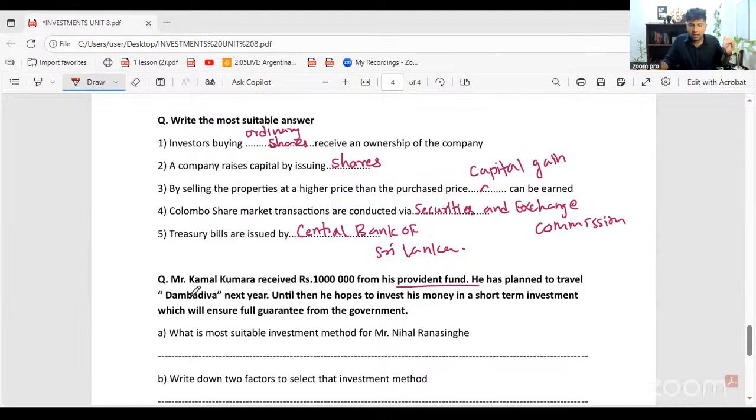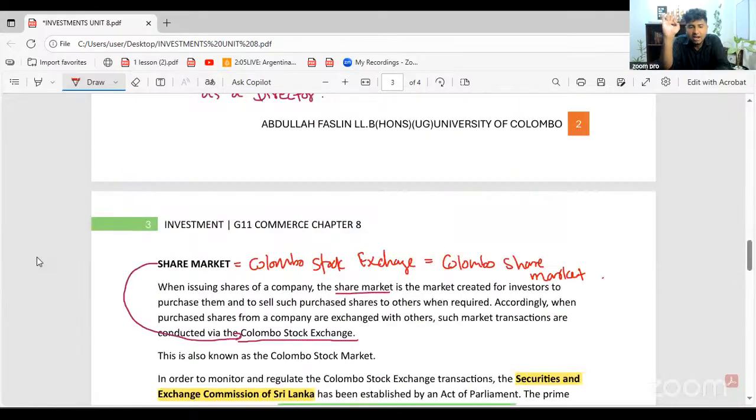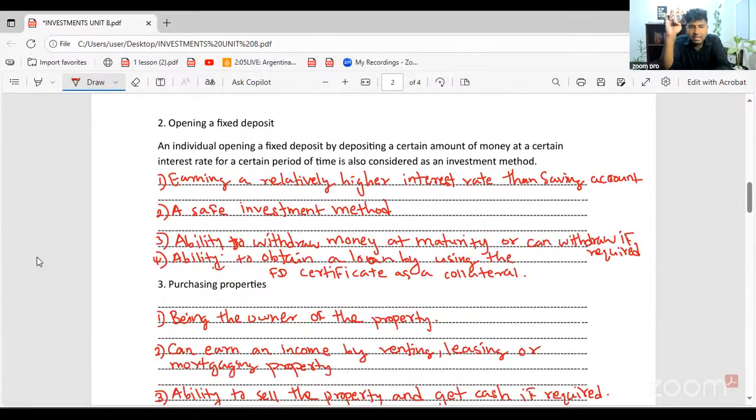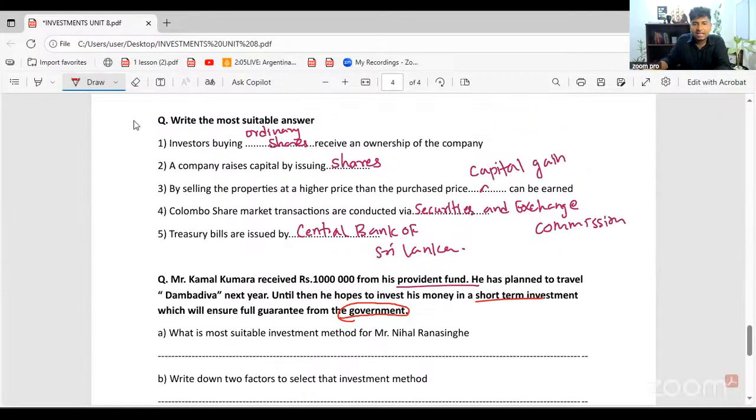Okay. He has planned to travel Dambadiva next year only. Until then, right? Better if he can earn something from his money, you know. Now he's planning to invest in a short term, like 3 months, 6 months, 1 year. Full guarantee from the government. So if he is to get full guarantee from the government, out of the investment methods we learn, which is the best one? Is it treasury bill or share market or the properties or fixed deposit or putting to a savings account related to government? What is the best way? What he can do? Give me the answer.